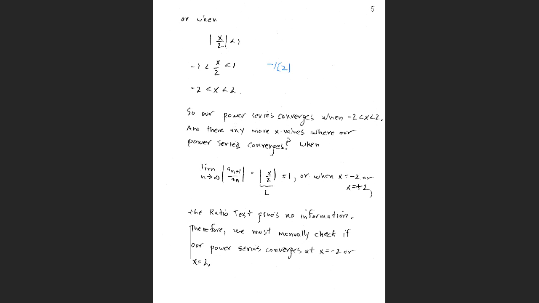Okay, so I'm multiplying through by a positive, so that's a positive number 2. So that's not going to change the inequality. Okay, so I go from here to here, and then that's going to give me that x is between -2 and 2. So our power series converges when x is between -2 and 2.